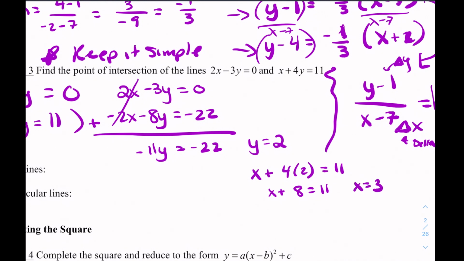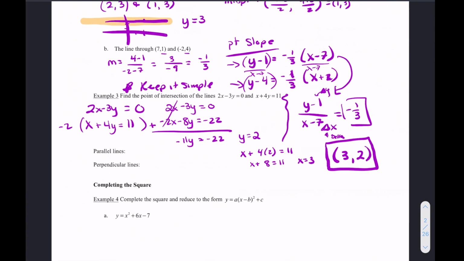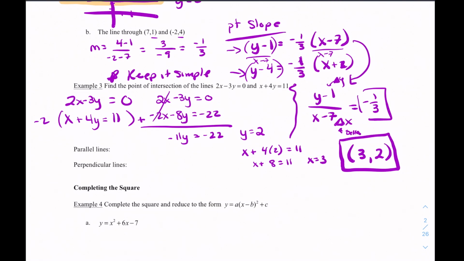And I would like you to write your answer as the ordered pair, parentheses, 3, 2. I tend to box my answers in. Sometimes I forget. Don't sue me.